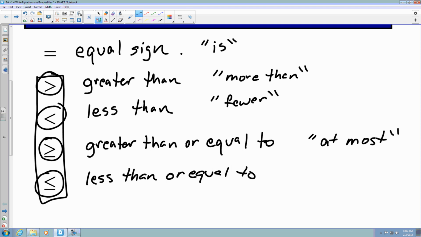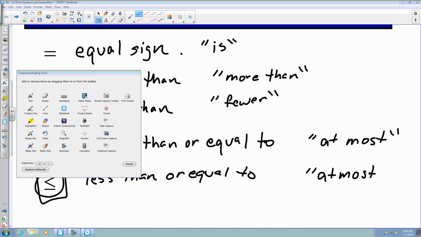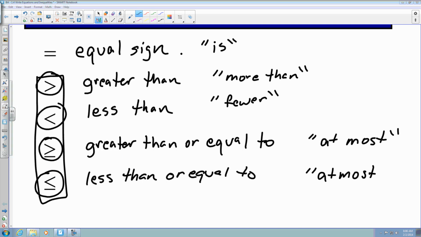Depending on where this is located. And, well, actually, no, I'm sorry. This one would be "at most." My apologies. Let me erase that. Oops. Close this off. Let me get the eraser. When we talk about greater than or equal to, we could say "at least." Okay.